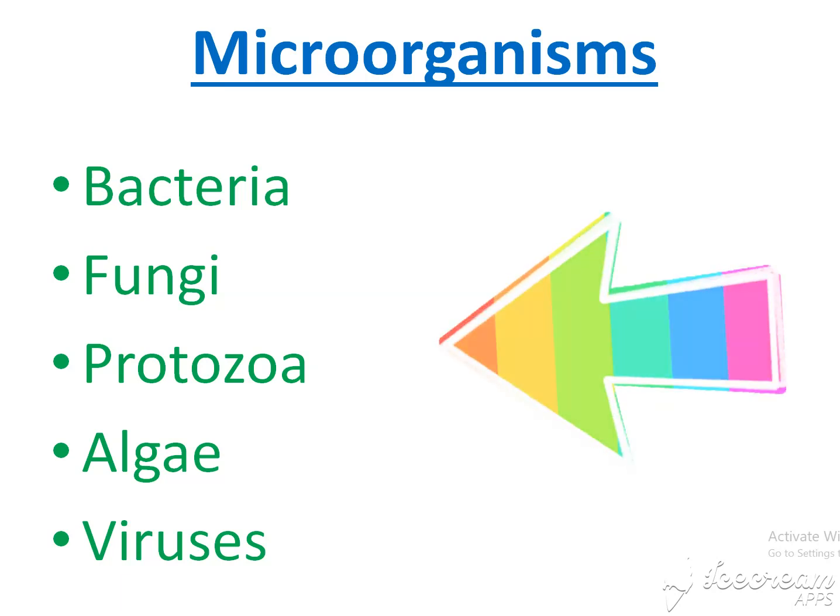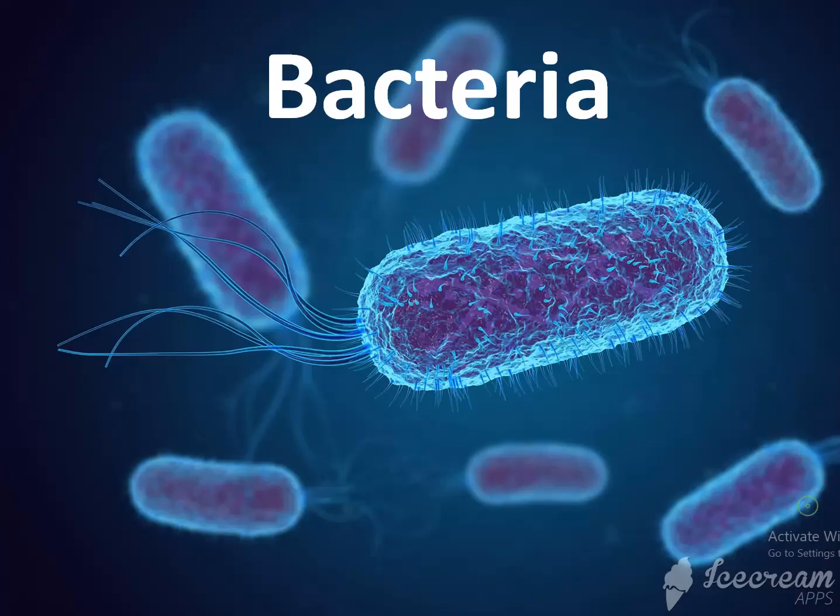And these are available everywhere in our planet. They are found in the ice cold regions, hot springs, deserts, ponds, lakes, rivers, oceans, and even in our body also. Some microorganisms live in groups and some live alone. Now let us see one by one. First, we see about bacteria.